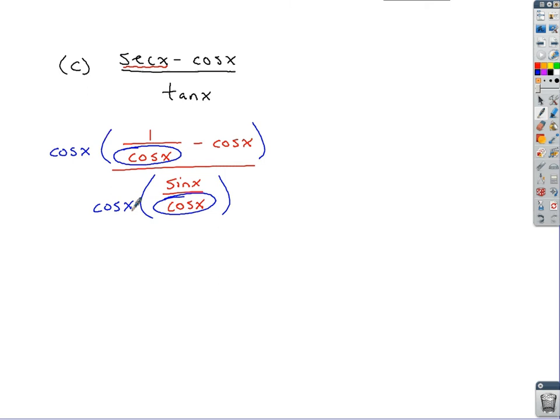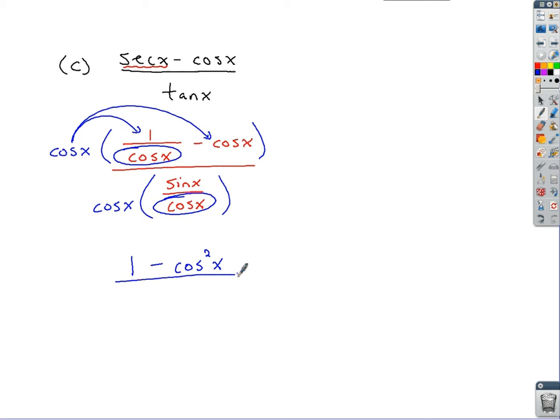So we do that to clear all these little fractions within the greater one. And as I do that in the numerator, I distribute the cosine of x through. When I distribute cosine of x to 1 over cosine of x, the whole point in doing that is to clear the fraction, so all that remains is 1. I'm then subtracting cosine of x times cosine of x, which would give me cosine squared of x. That's all over in the denominator.